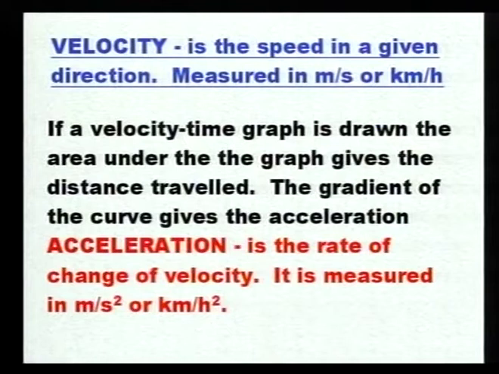Okay, if a velocity time graph is drawn, the area under the graph gives the distance traveled. The gradient of the curve gives the acceleration. I'm going to explain later when you look at the actual graph. It is slightly different from the distance time graph. For the distance time graph, when you have a line that is sloping, the gradient of that line is going to give you the speed. This one, it's different. The gradient of the line will actually give you the acceleration.